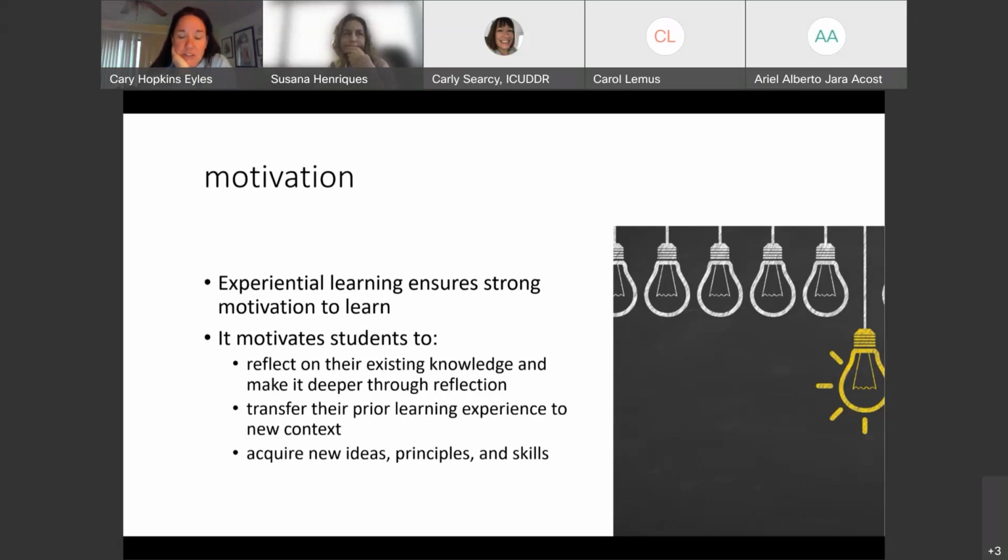So returning to how this relates to your students' motivation, it helps them say, oh, okay, what I'm bringing, like Carol said, what I already know is so important. I'm going to reflect on it and go even deeper with it. And then it transfers their prior learning experience into a new context. So maybe they know something because they're a parent, right? And they bring that into how they do clinical work. Or maybe they knew something because they were a teacher before, or whatever it may be. And then they use that to acquire new skills and new ideas.